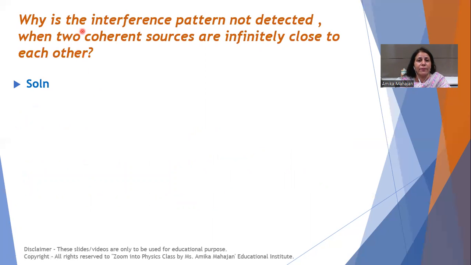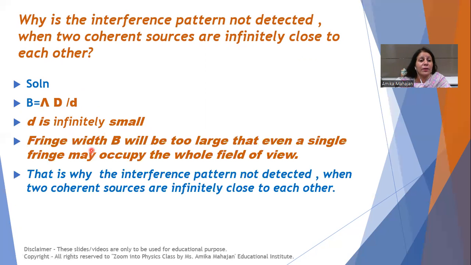Similarly, if we have two coherent sources infinitely close to each other, then again the interference pattern is not detected. Why is it so? Again, fringe width is given by this relation. If small d becomes very less, infinitely small, if the denominator is very small, then the answer will be very large. That means fringe width will be too large. A single fringe may occupy the whole field of view.